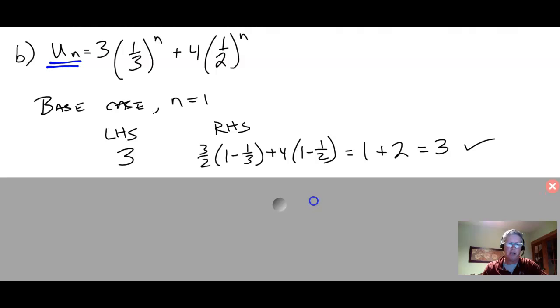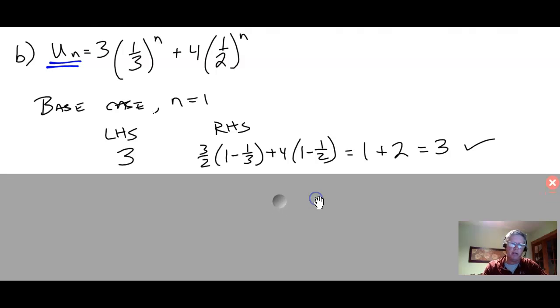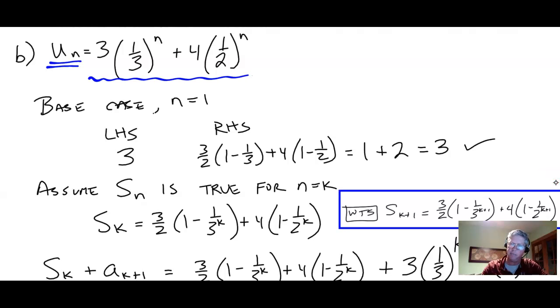Left-hand side, we plug in a 1, and remember, the left-hand side is just this equation. I get 1 through 3. Then plug in 1 into the summation formula, 3. Great. Wow, we are cruising now.